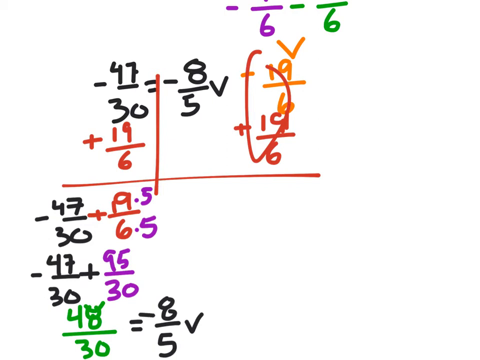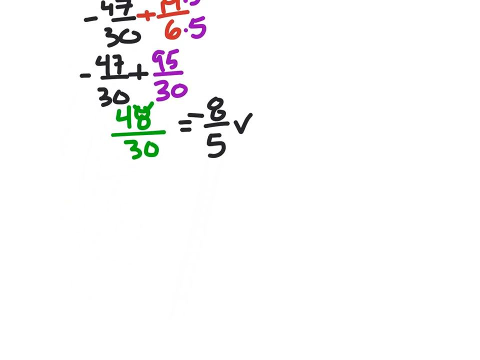There we go. Yeah, negative 8 fifths, right? Now, again, I do need the space, so I'm going to move this up a little bit. Now, if you wanted to simplify that fraction, you could. You could say, well, 48 and 30, those are both divisible by 6, which is going to make that 8, oh wow, 8 fifths. So this equals 8 fifths v.